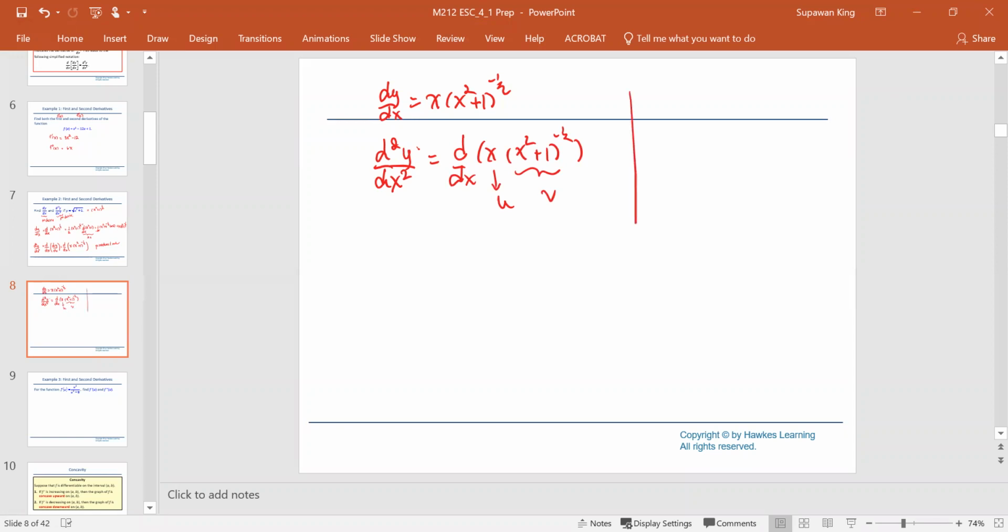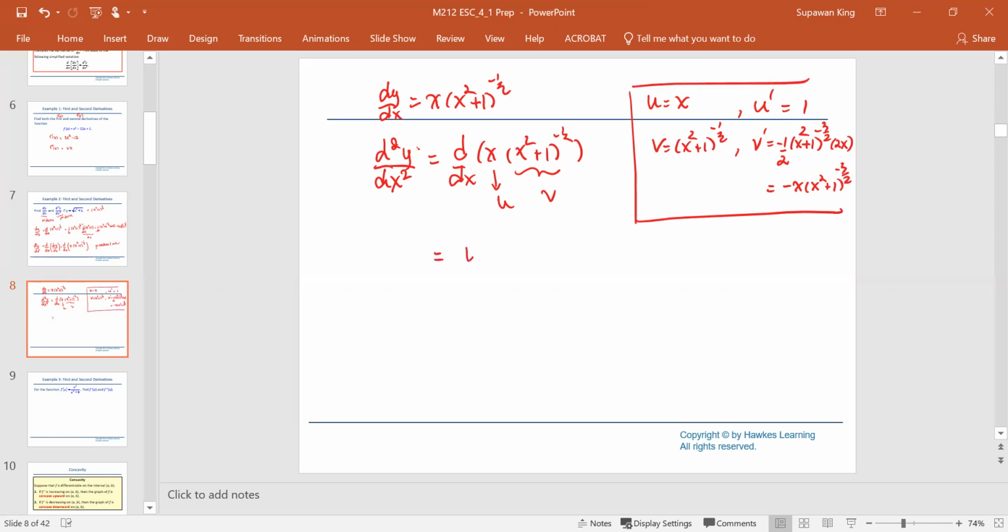On the side work, u equals x and v equals x squared plus 1 to the power negative 1/2. The u prime is 1. The v prime is the derivative of this composite function. Apply another general power rule to get negative 1/2 times x squared plus 1 to the power negative 3/2 multiplied by 2x. Simplify to get negative x times x squared plus 1 to the power negative 3/2.